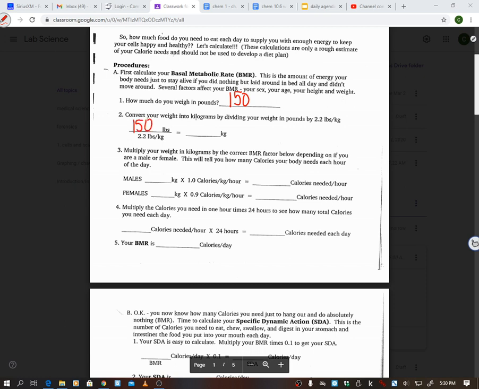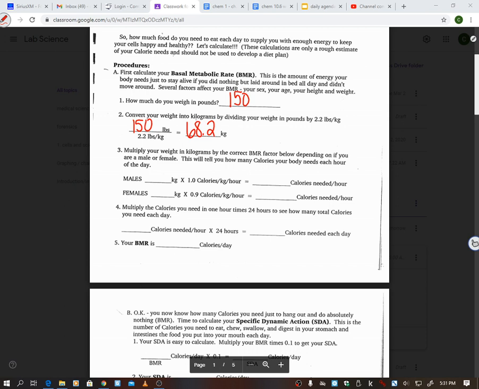Now when I take 150 and divide it by 2.2, I get 68.2 kilograms, because the rest of the world uses metric. They use kilograms, we use pounds. Now you are not going to put 150 pounds in there unless you weigh 150 pounds. If you weigh something else, you're going to put that in there.